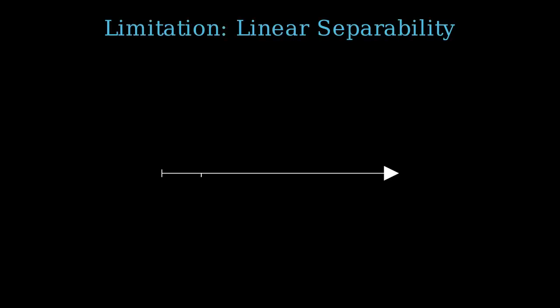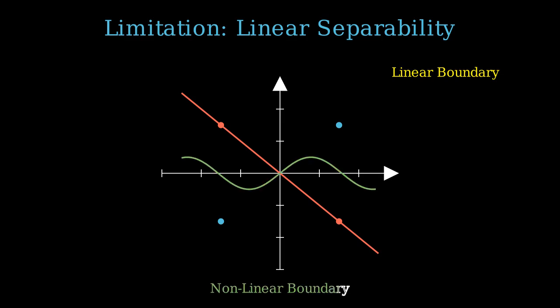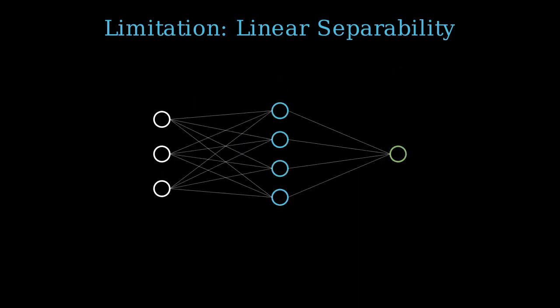However, it is important to remember the limitation we mentioned earlier regarding linear separability. A single perceptron can only solve problems where a straight line can separate the two classes in a dataset. If the data points are mixed in a way that requires a curved boundary, a single perceptron will fail to find a solution. This realization eventually led researchers to stack multiple perceptrons together, creating the multi-layer networks that power modern technology.